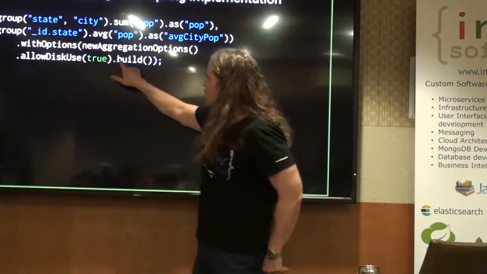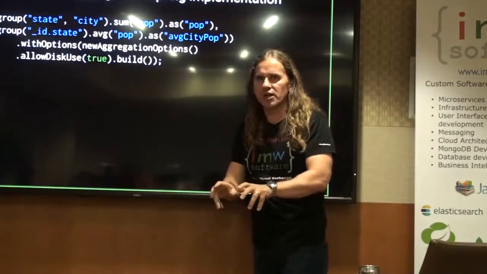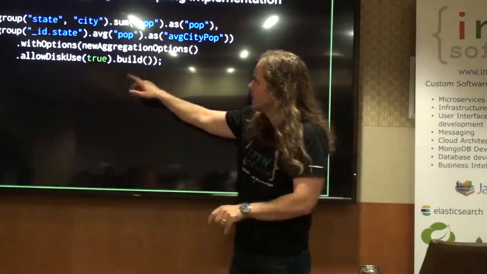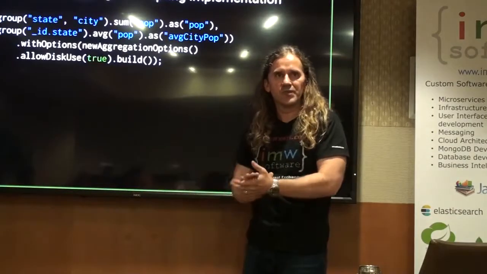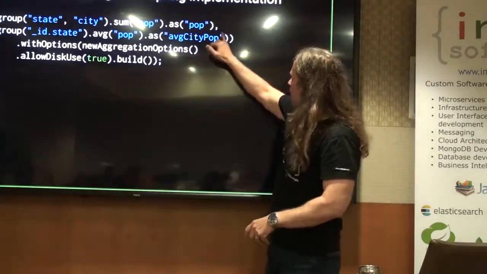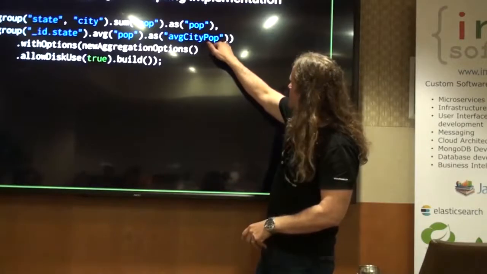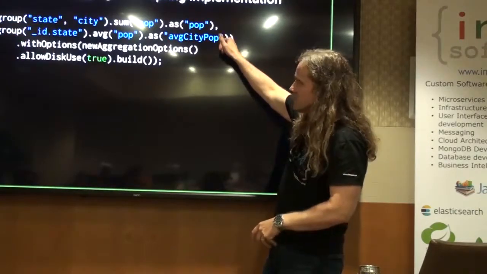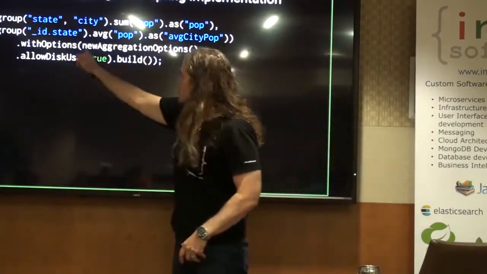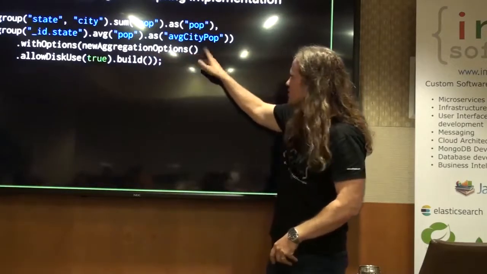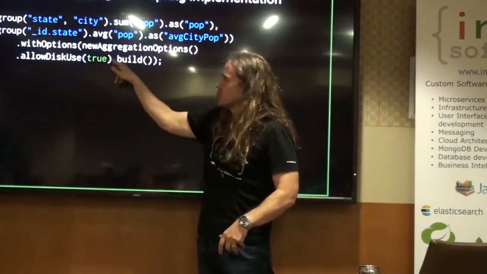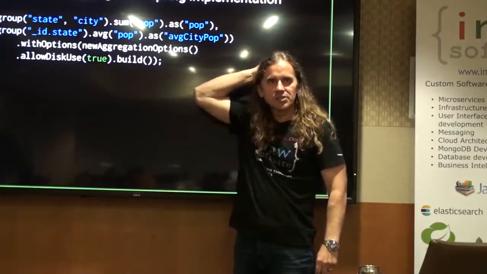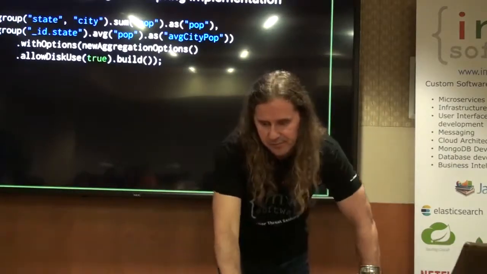So essentially, you're passing the options. If you go into the queries, this would be allow disk use equals true. But in Spring, you have to kind of jump out of the stage. So you have to close the aggregation, and then do dot with options, new aggregation options, dot allow disk use true, and then you build. So that's sort of the way to do that.